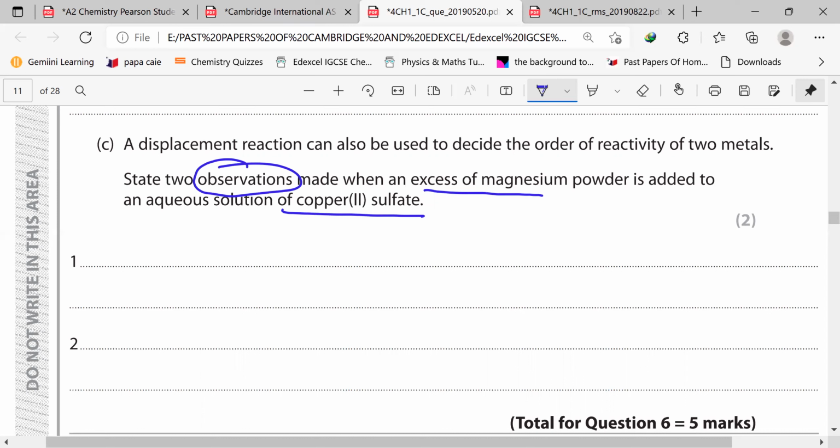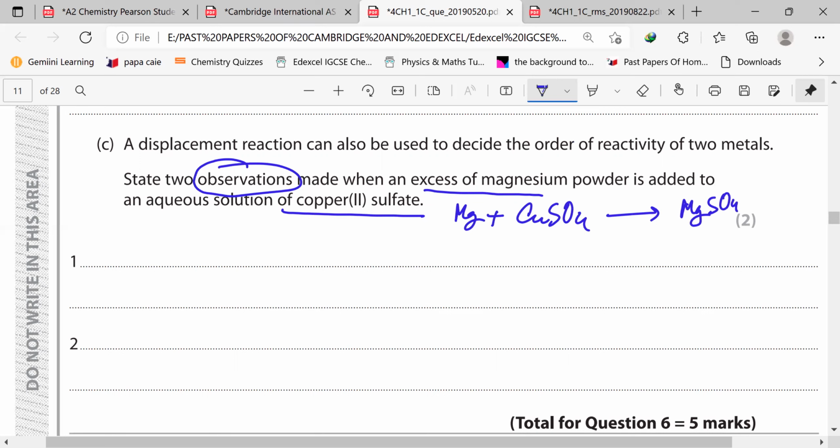Tell me, why will gas form? Magnesium and copper sulfate, why will gas form? Did you add acid? So what will form? Tell me first. First of all, magnesium sulfate will form.